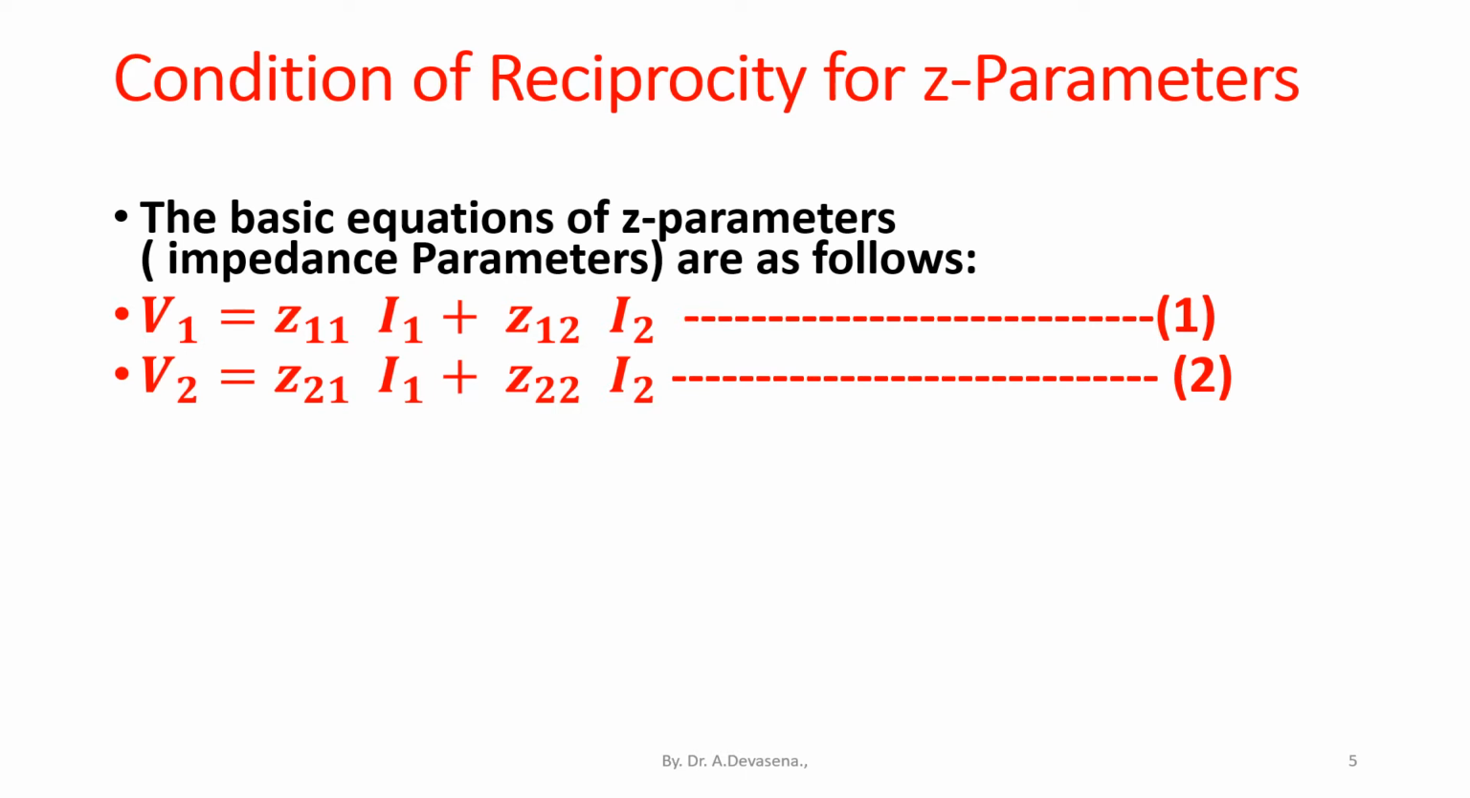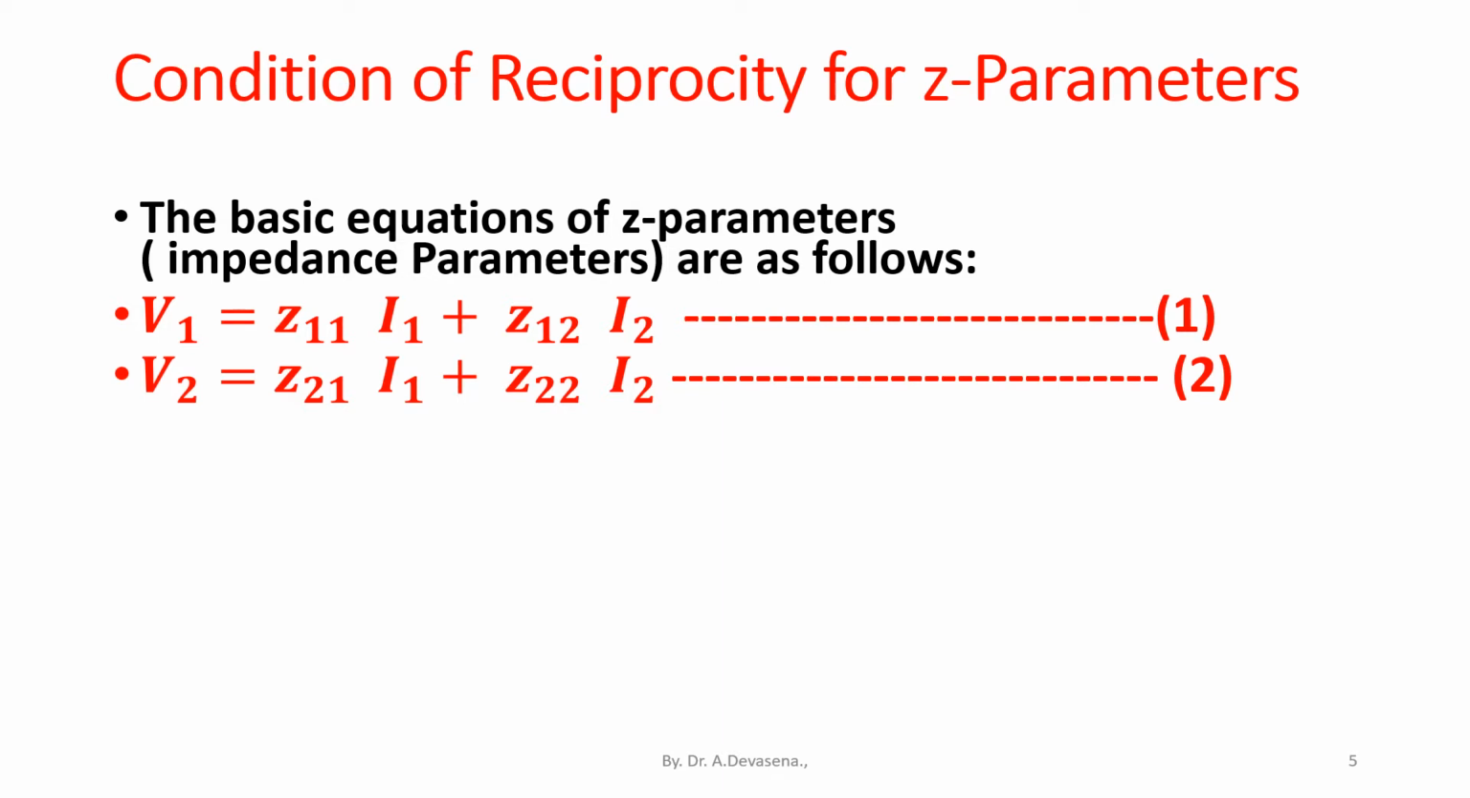Let us discuss the condition of reciprocity for Z parameters. The basic equations of Z parameters, also called impedance parameters, are as follows. V1 is equal to Z11 I1 plus Z12 I2. Consider this as equation 1. That is, the voltage at port 1, V1, is a function of the current at port 1, I1, and the current at port 2, I2. This is indicated in equation 1.